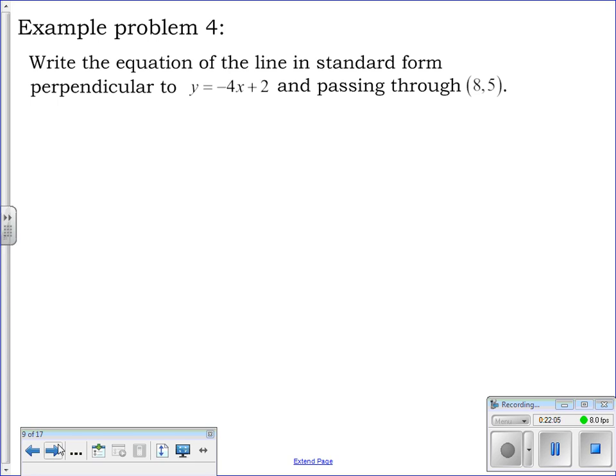Same basic idea. I have to have a point and a slope. I have a point. I need to identify my slope. The slope of my new line, because they are perpendicular, is the opposite inverse. The slope of this line is negative 4. The slope of my new line is positive 1/4. Got to flip it over, change the sign. Opposite inverse. Now I do what I've been doing. Same thing.